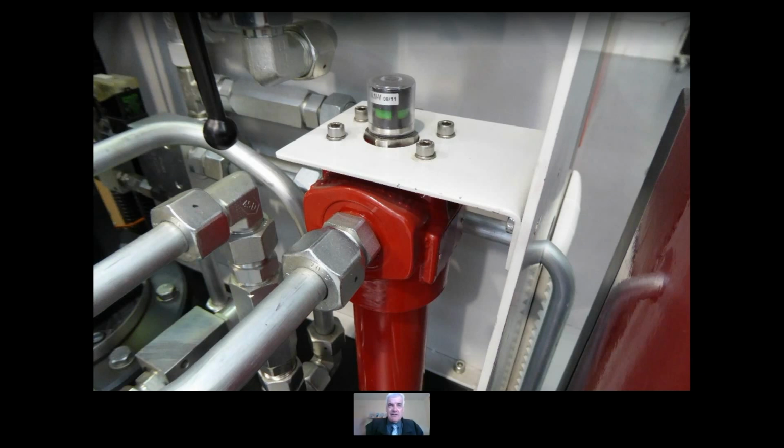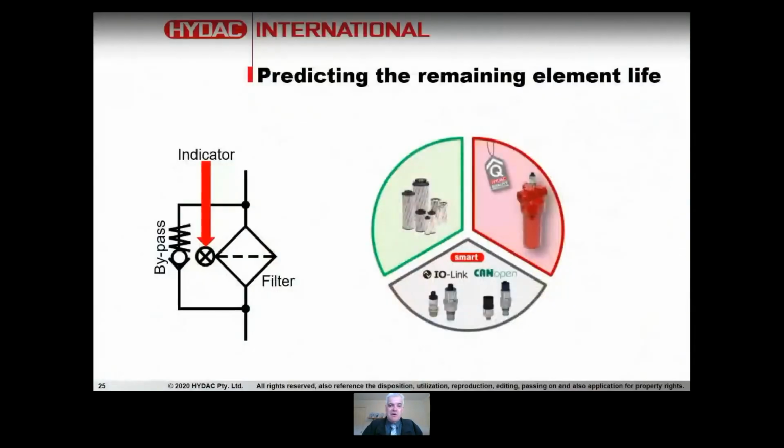Now, the simplest indicator is, of course, a visual indicator, and then there's many, many options for indicators, and it's actually quite impressive the amount of different types of filters available with this brand, HYTALK. There's a new type of filter indicator that's been released, and this is one that is really towards the Industry 4 technologies. So this one predicts the remaining element life. And these are made for industrial and for mobile applications. Industrial applications would use IO-Link, and mobile applications would use the CANopen protocols. So these are typical digital protocols that can talk to the machine.